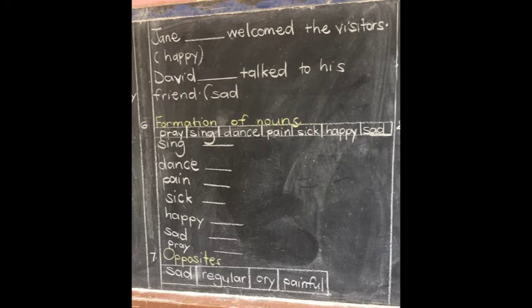From dance, we get dancer. To write the word dancer, you get the word dance and add the letter R. So dancer is D-A-N-C-E-R. That is dancer.